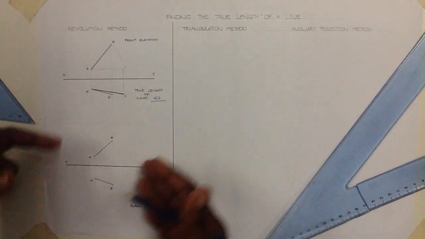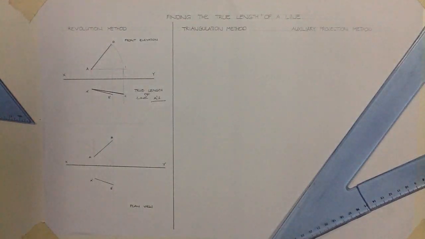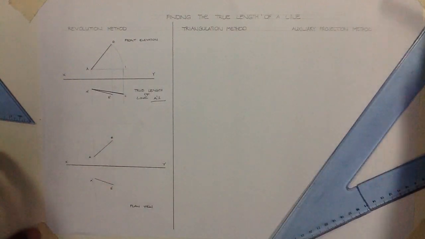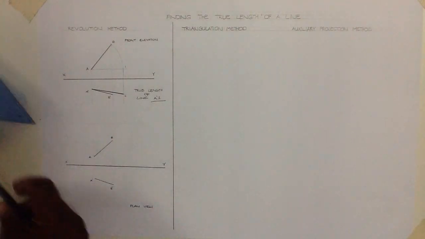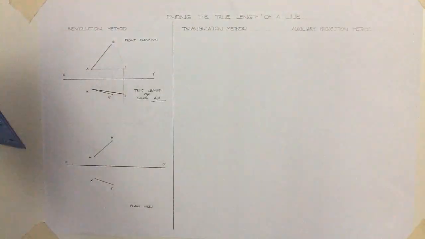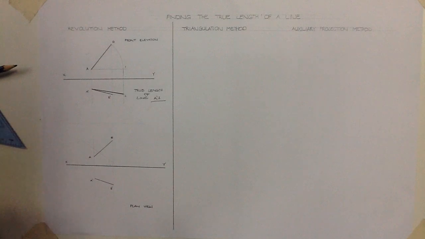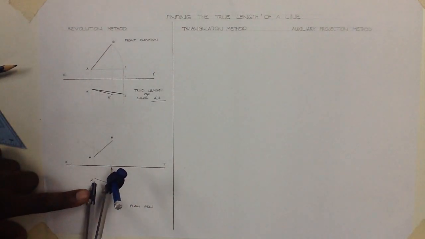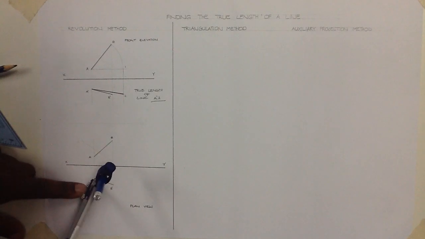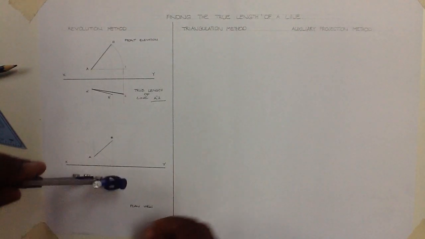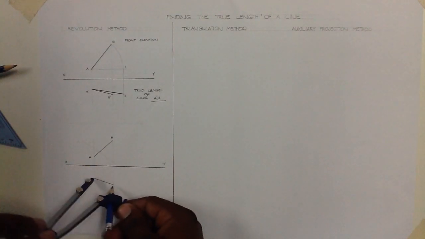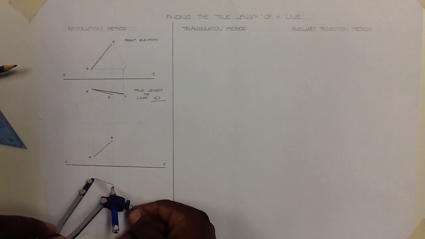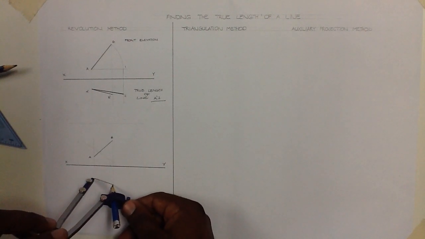The same method now done using the plan view. And that should be done a lot quicker with less explanation, right? Because we should have understood. But if we don't, that's okay. We're going to do it anyway. And that is done by using, this time, A prime, B prime as our radius. From there, we're going to inscribe an arc.